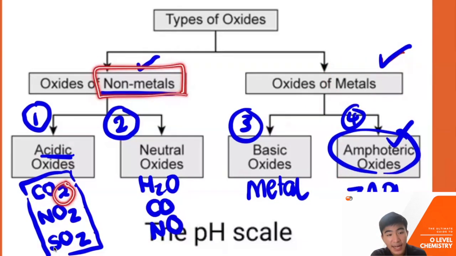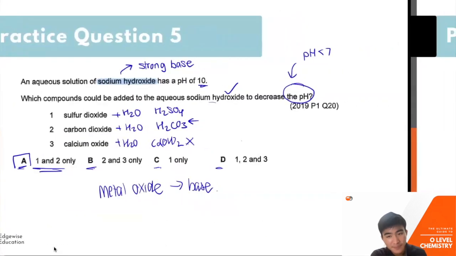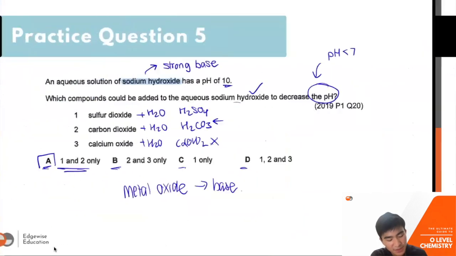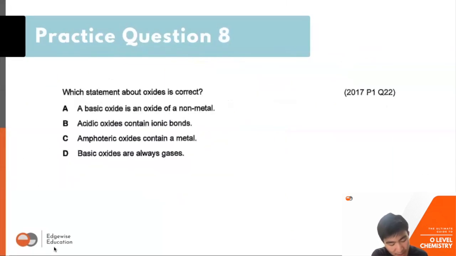Then, non-metal got 2 types. All the dioxides are acidic. All the monoxides, with 1 oxygen only, are neutral. All right, back to the slide. Later I still got a few more questions, but maybe we just skip a few more. What I want to show you now is this part.